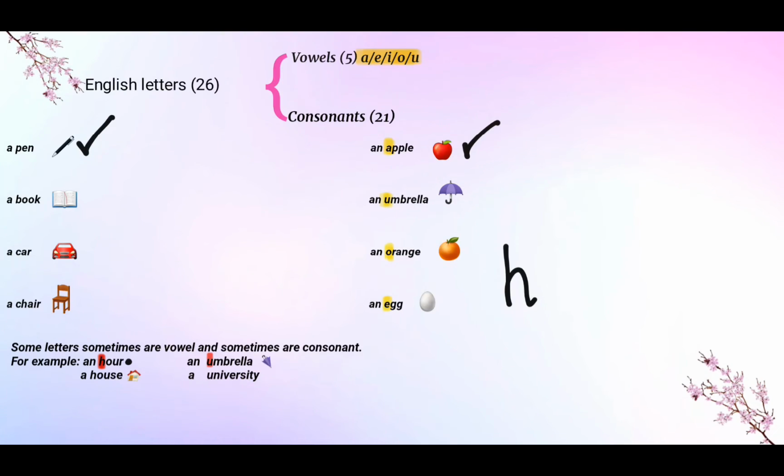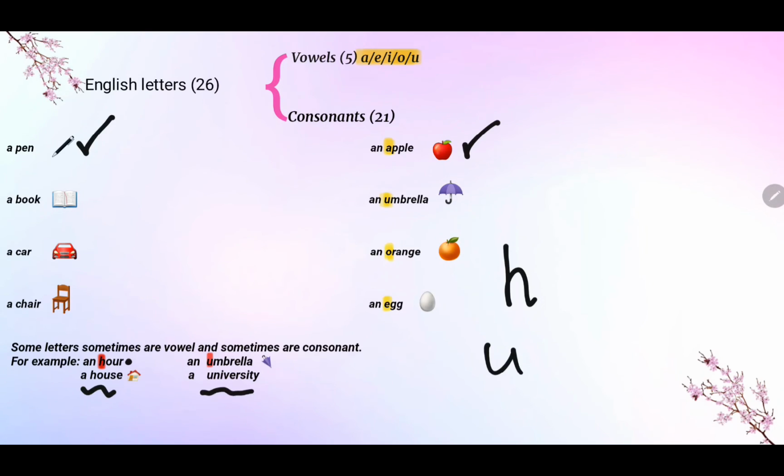But about house. House also starts with H, but here H has the "h" sound and it is a consonant. So we use a before that: a house. Or about U. In umbrella, U has a vowel sound, so we use an before that: an umbrella.